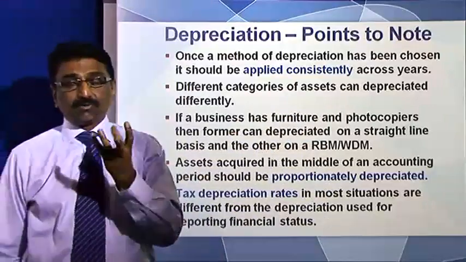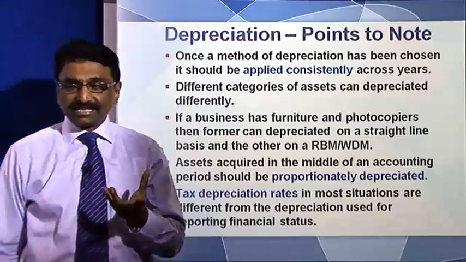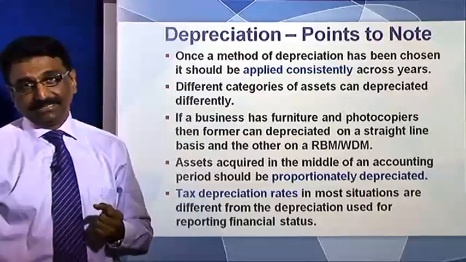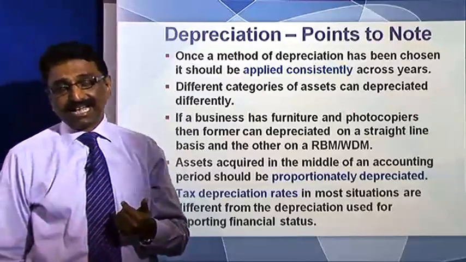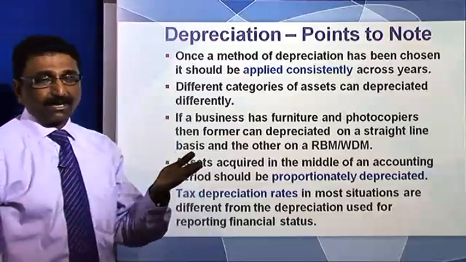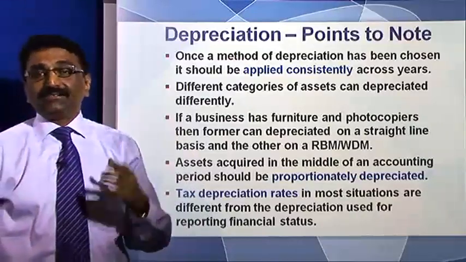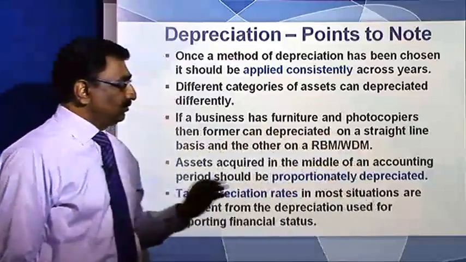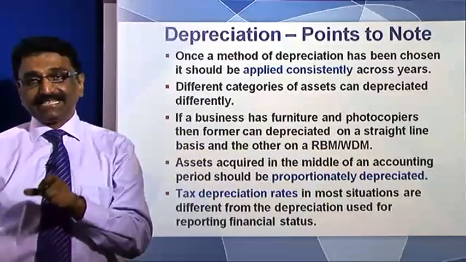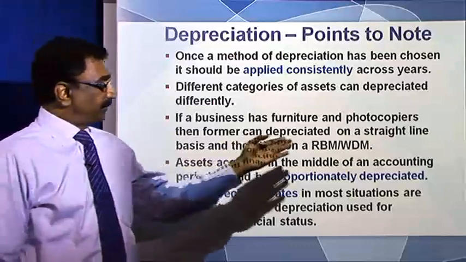Also, when you acquire an asset, normally the accounting period is considered as 1 year, and therefore when depreciation is charged, it is for the whole of the year. But it can happen that you have acquired assets in the middle of the year. Say, if you have an accounting year which is 1st April to 31st March, and you have acquired something in June, then proportionately it will be ideal that you charge 9 months, from July to March.